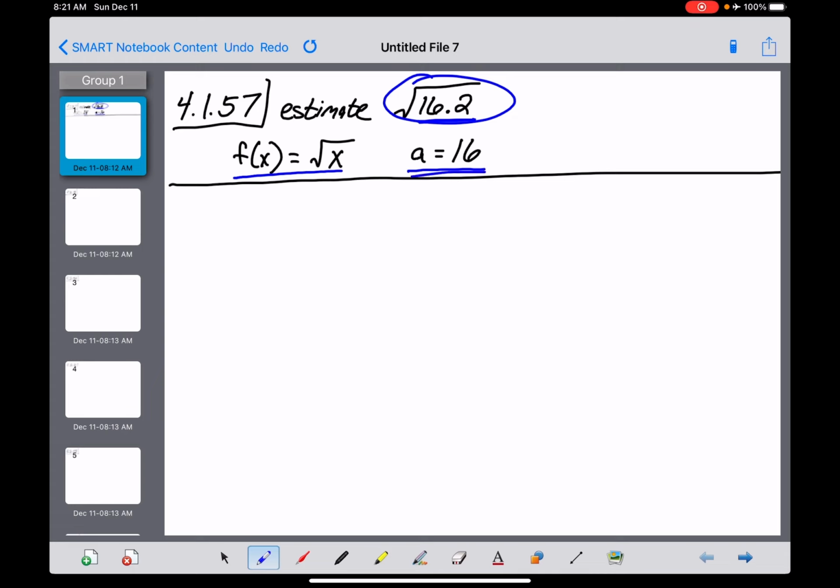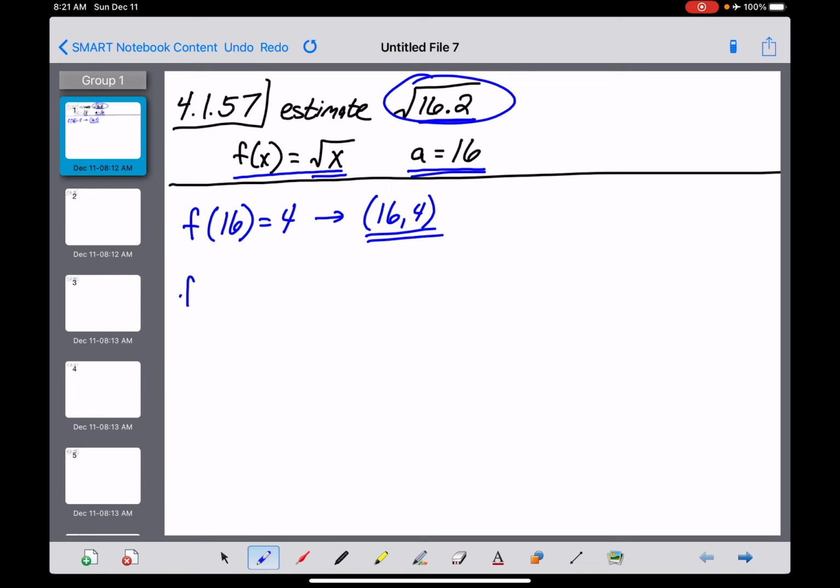Okay, so what do we need to find, guys? Linearization is just telling us to come up with the equation of the tangent line. So I'm going to do, and the order in which you do this doesn't matter here, I'm going to go ahead and evaluate this function at 16 first, and the square root of 16 is just going to get us 4. So we're dealing with the ordered pair 16, 4, for our point of tangency.